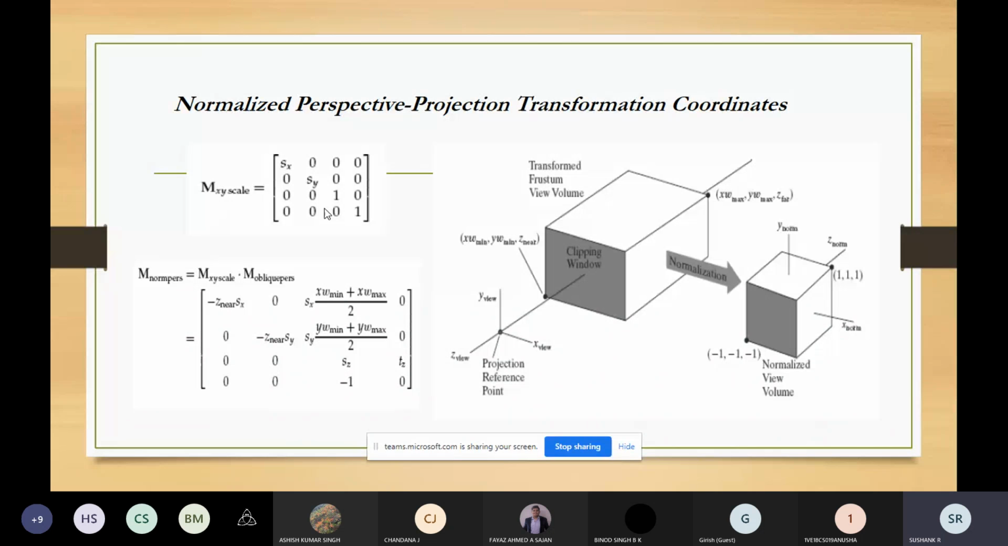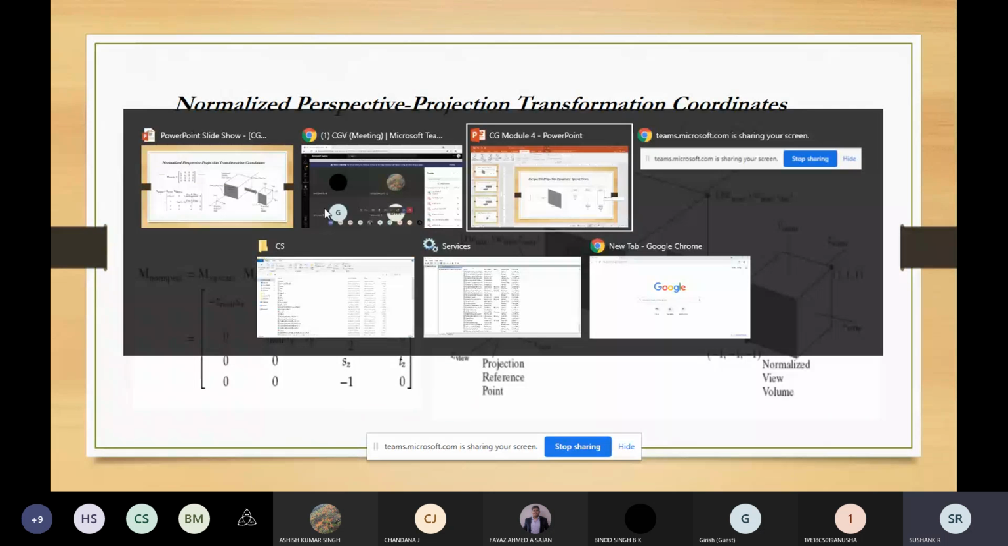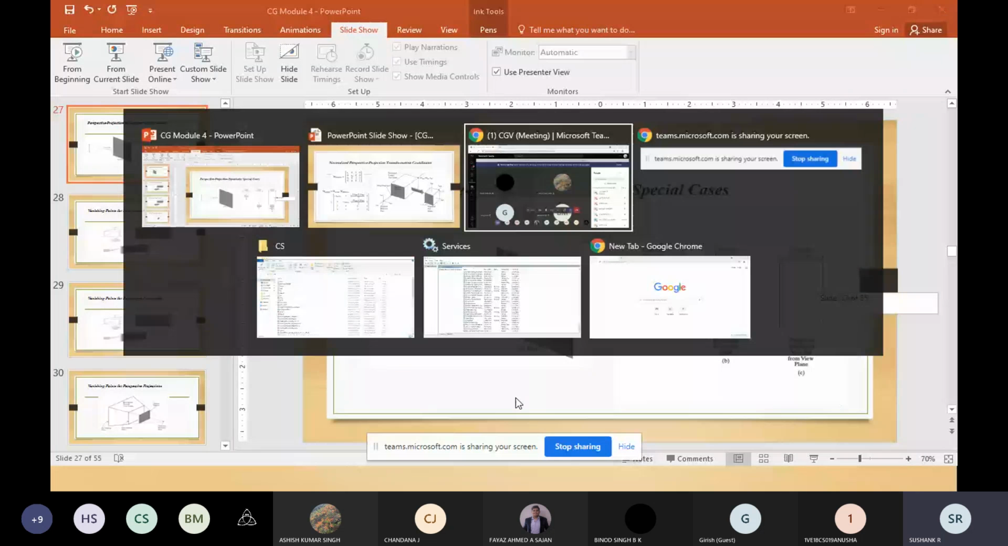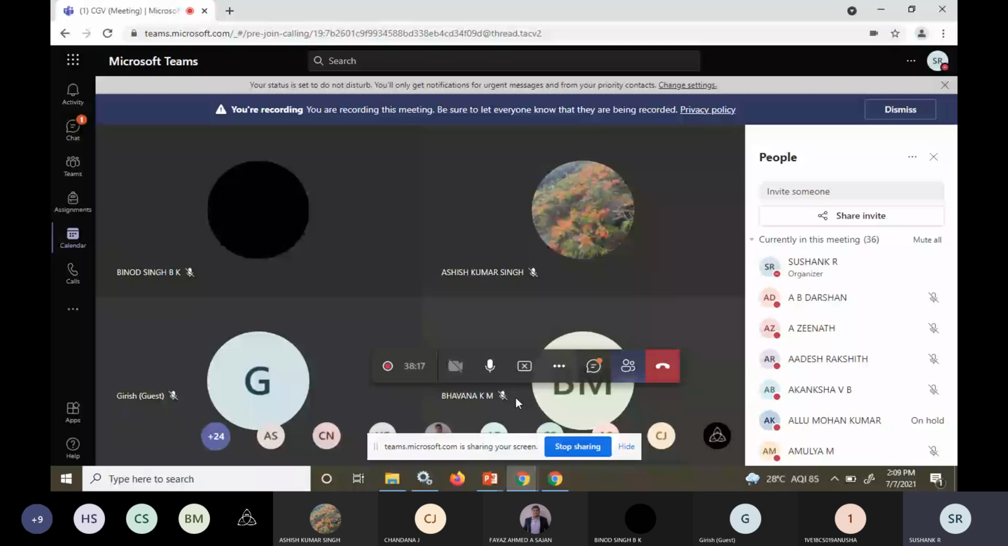One thing: don't mug up the equations, just try to derive them from the generalized one. You remember the general equation; from the general equation, you just derive that. In this module, most of the questions will come from parallel projection or perspective projection itself. So remember the general equations, and it will be easy for you.